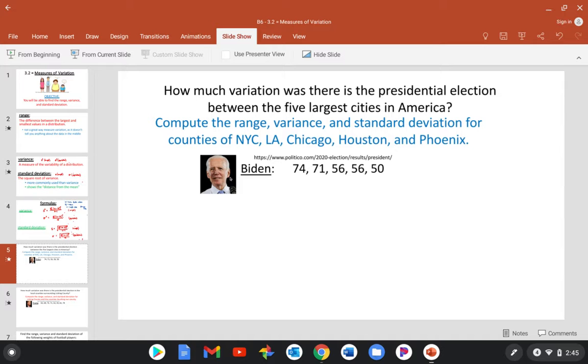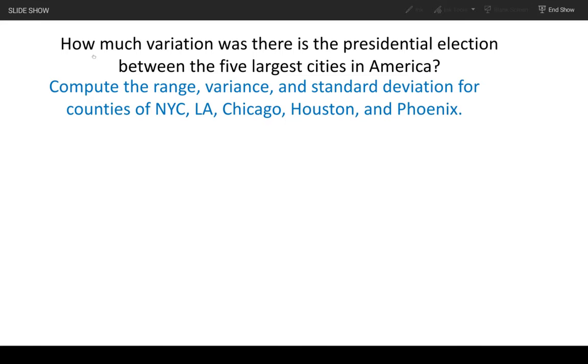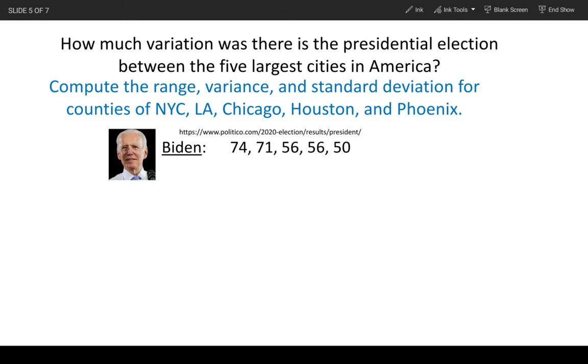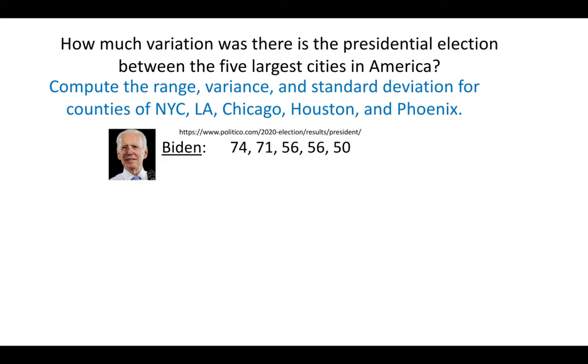So what I did is I went through and wrote all those down here. This is the percentage of the vote that Biden got in those top 5 cities. And you can see that he actually won all of those. New York City, he got 74% of the vote in that county. LA, 71%. Chicago, 56%. Houston, 56%. And then Phoenix, Arizona, he got 50% of the vote. So Biden actually won all of the large major cities in the U.S., the 5 largest at least.